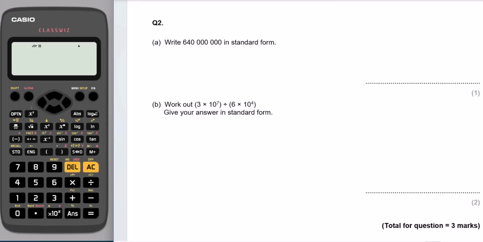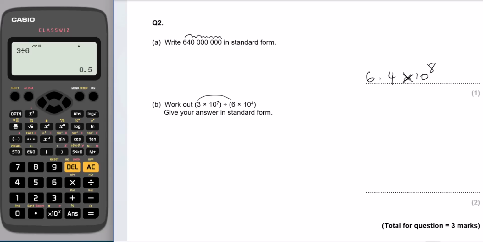Next we have another standard form question, changing 640 million to standard form. So how many place values do you have to move? 1, 2, 3, 4, 5, 6, 7, 8 places, so times 10 to the power of 8, and that's our answer. Question B, work out 3 times 10 to the power 7 divided by 6 times 10 to the power 4. Give your answer in standard form.